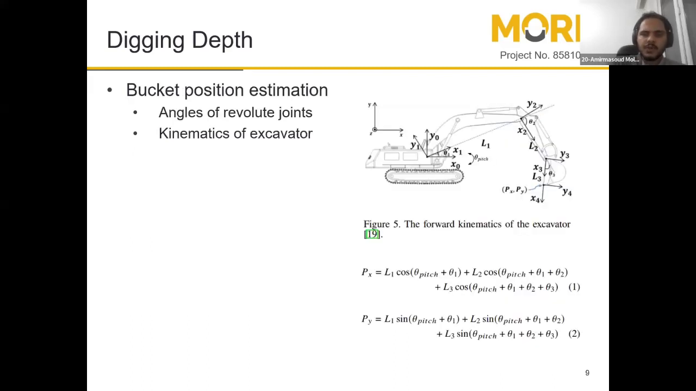In this slide, you can see the bucket position estimation approach by using the angles of the relevant joints and the kinematics of the excavator. We can easily calculate the position of the bucket.